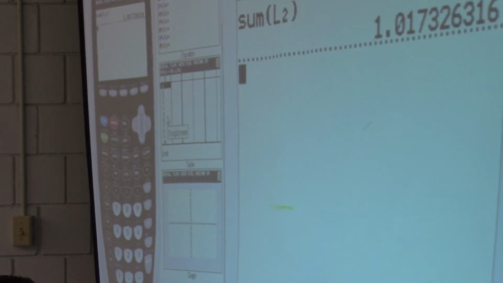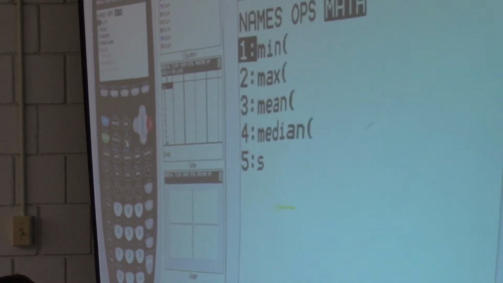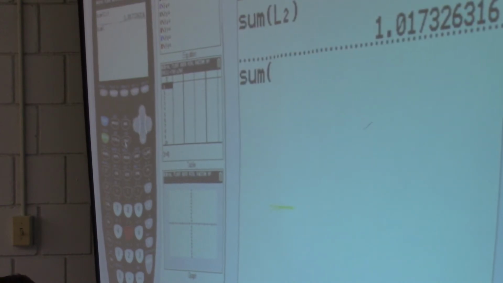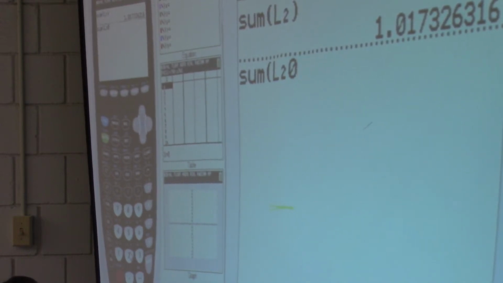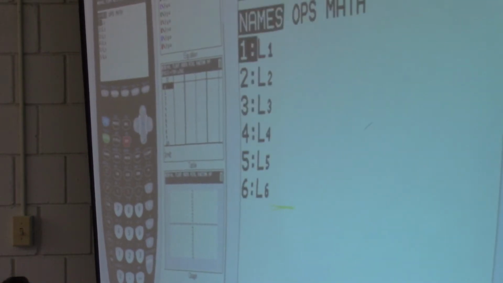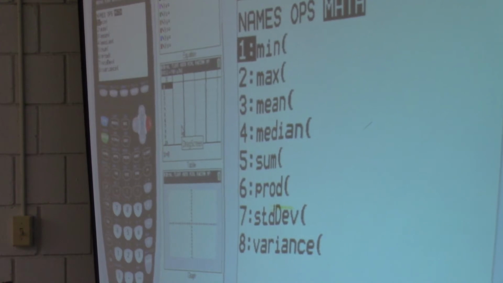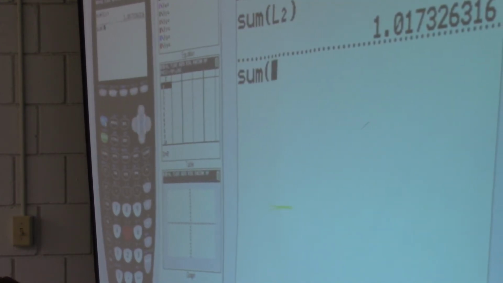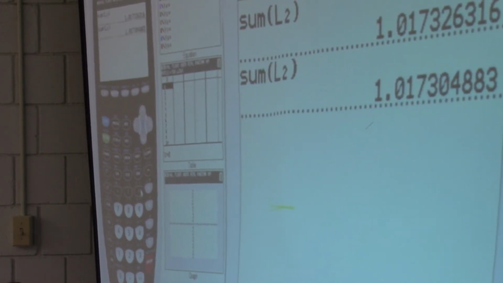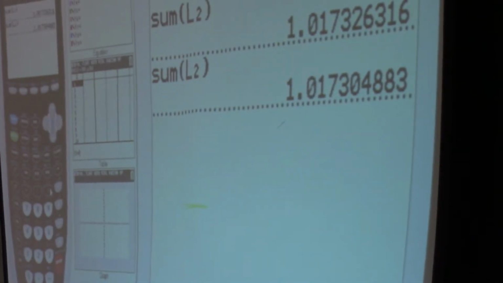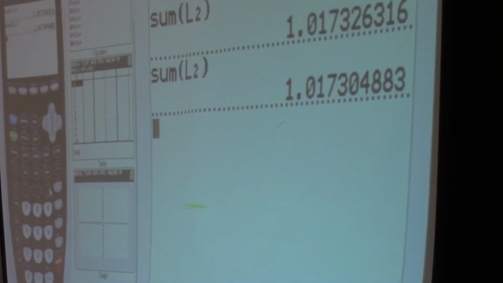What is the sum of L2 now? Close the brace. And 1.01730, and I don't give that accuracy. This is accurate, having an error less than this.